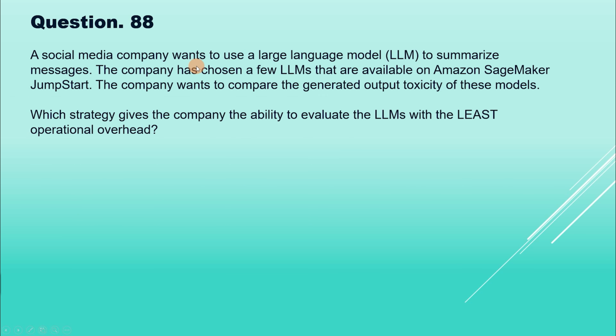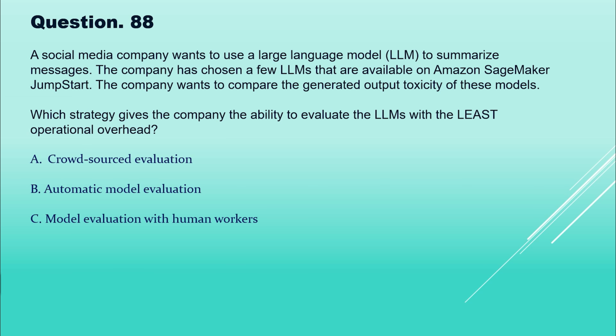Now question number 88. A social media company wants to use a large language model to summarize messages. The company has chosen a few LLMs that are available on Amazon SageMaker JumpStart. The company wants to compare the generated output toxicity of these models. Which strategy gives the company the ability to evaluate the LLMs with the least operational overhead? Here are the options: Option A, crowdsourced evaluation. Option B, automatic model evaluation. Option C, model evaluation with human workers. Option D, reinforcement learning from human feedback. Try to guess the correct answer.